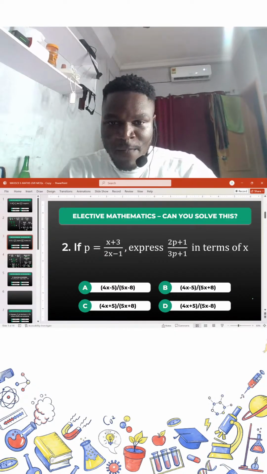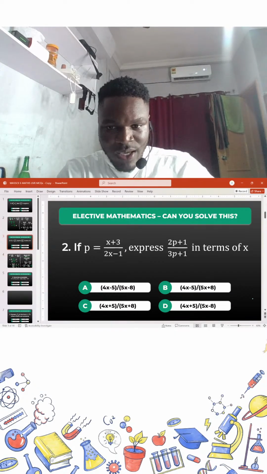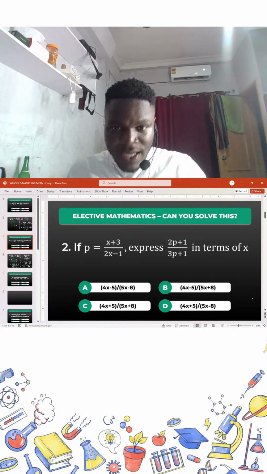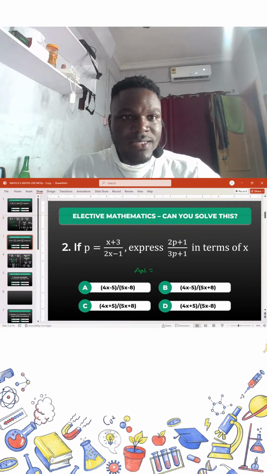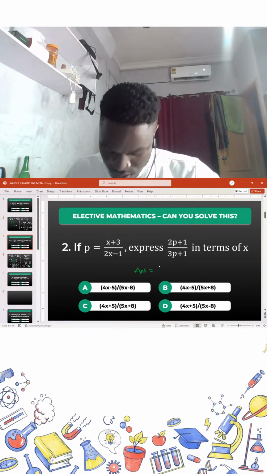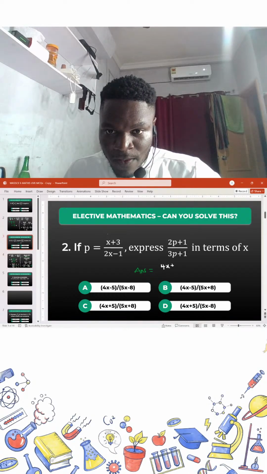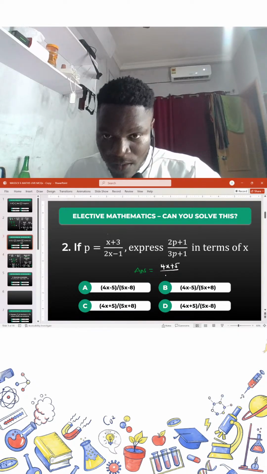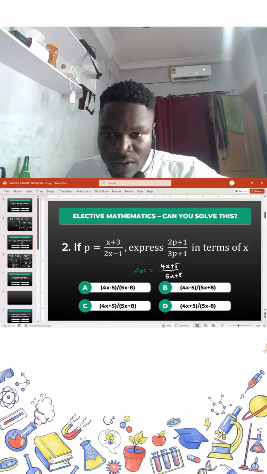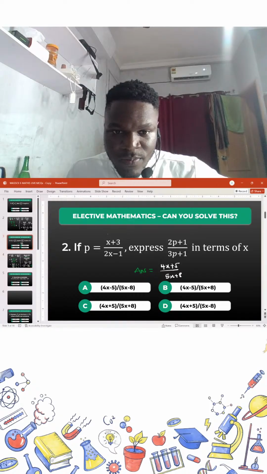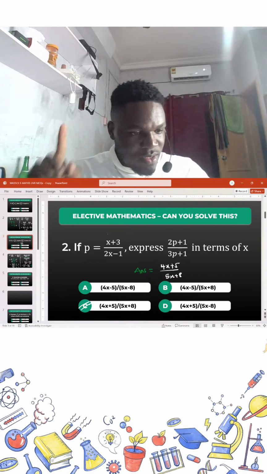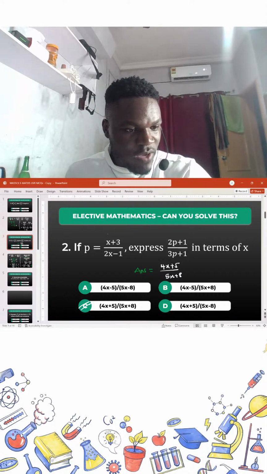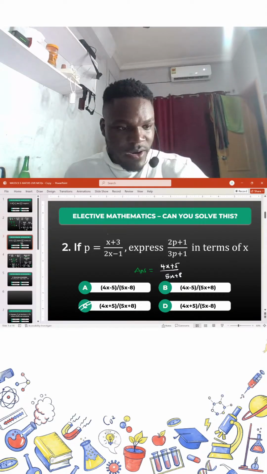As we can see here, the possible options are option A, option B, and so on. The answer we got is 4x plus 5 over 5x plus 8. So if you look through the possible options, we have 4x plus 5 over 5x plus 8. Okay, so it's option C. So our correct answer here is option C. Are we okay? The correct answer over here is option C. All right, very good. Let's proceed.